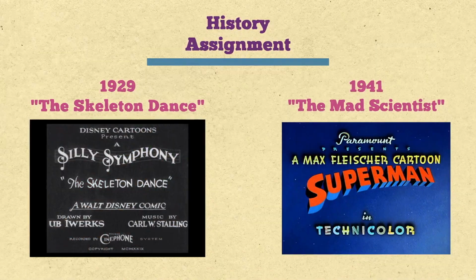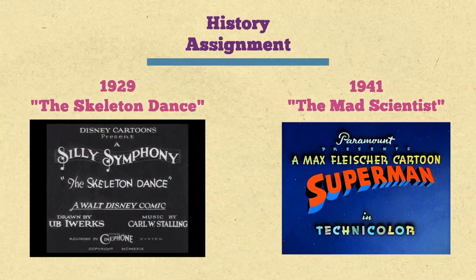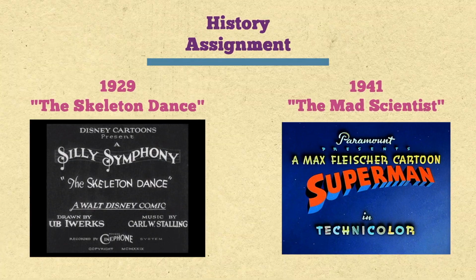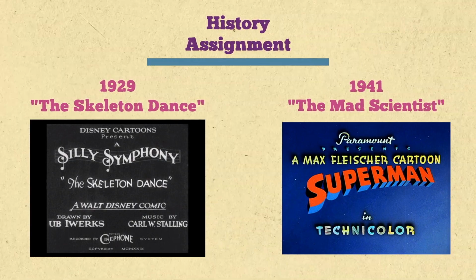Start with one of the Silly Symphonies called The Skeleton Dance from 1929, and then look up the Fleischer Studios Superman interpretation in 1941 called The Mad Scientist. I'll put links to those two animated short films in the PDF that comes along with the course, but links change, and so you might have to search for them by name as well on YouTube.